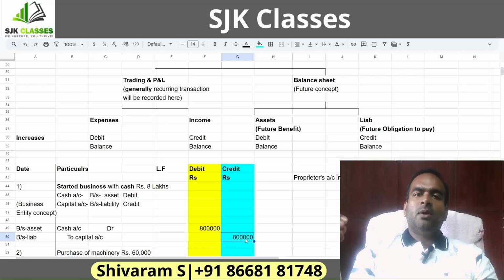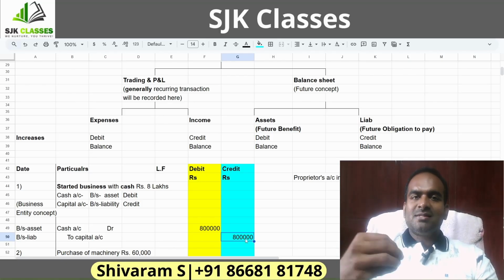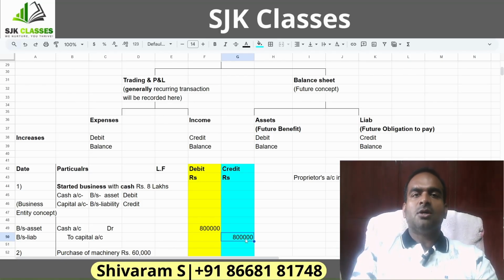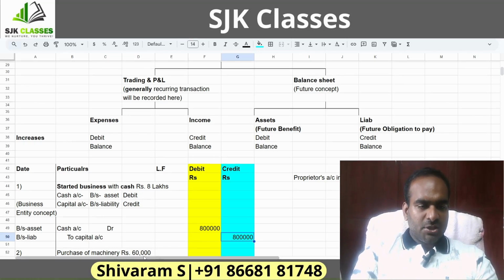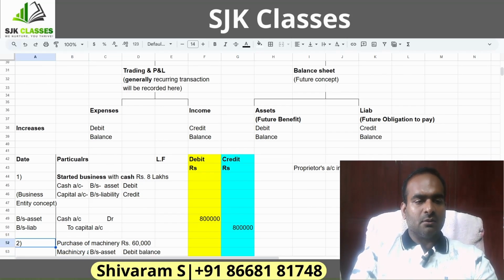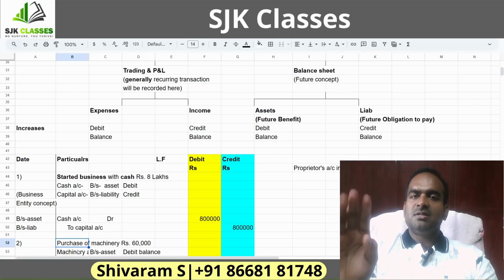Why would the proprietor have infused money into the business? Using this money, what will the firm do? They would have purchased some raw materials or some assets for business purposes. That's what we are going to do right now. The second transaction is the purchase of machinery, rupees 60,000. So the second transaction is that we have purchased machinery for 60,000 rupees.